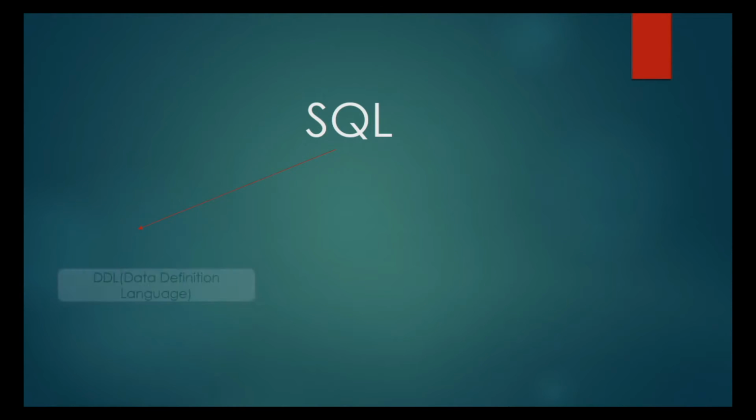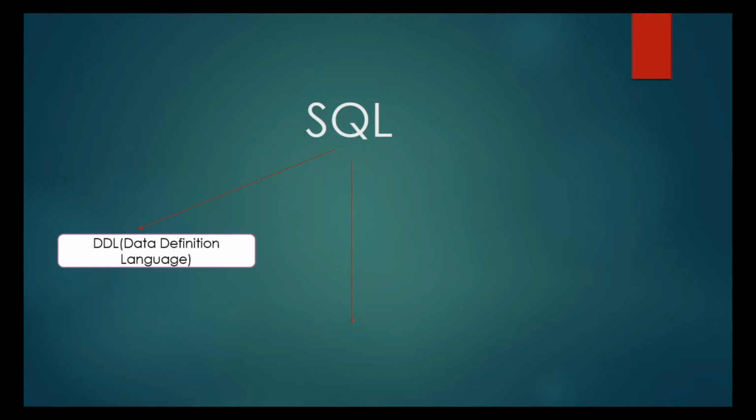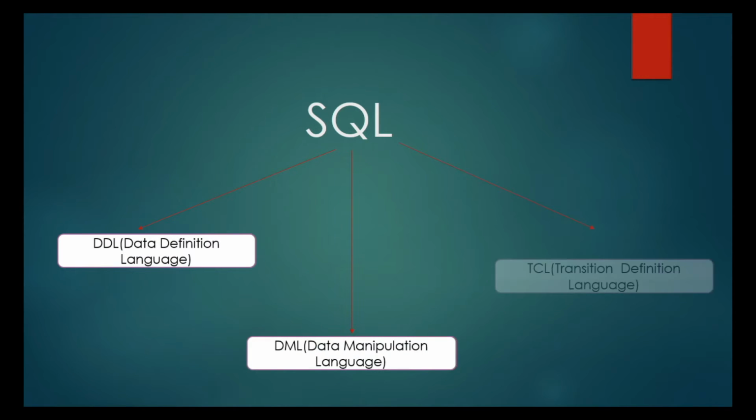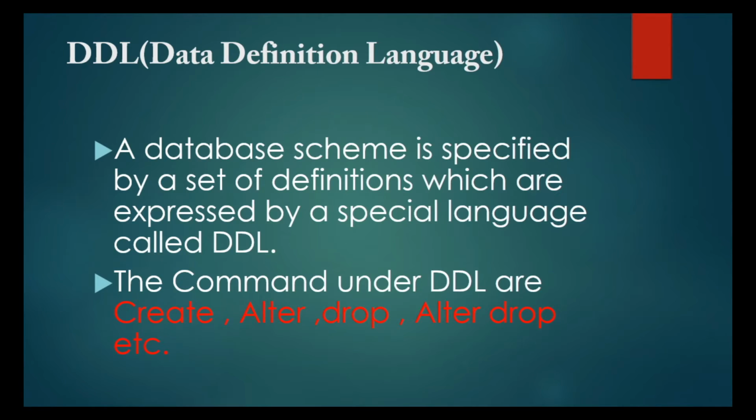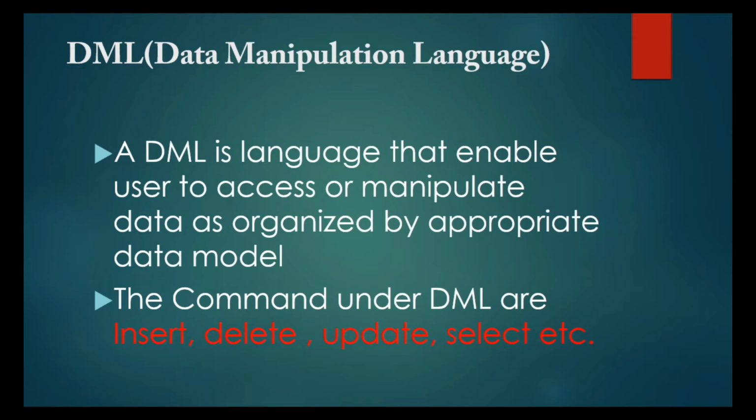SQL is divided into three types: first DDL, second DML, third TCL. DDL, Data Definition Language. A database schema is specified by a set of definitions which are expressed by a special language called DDL. The commands under DDL are create, alter, drop, etc.